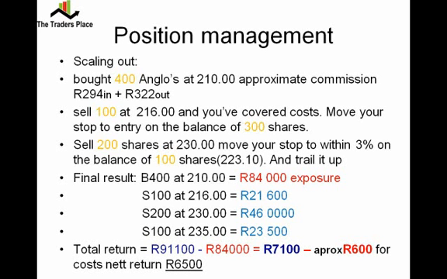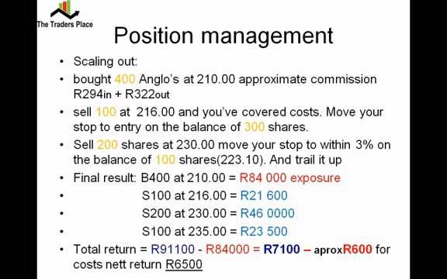We bought 400 shares at 210 Rand. The exposure value was around 84,000 Rand. When we covered cost, we sold 100 at 216 Rand, taking 21,000 Rand out of the market. When we hit our target, we sold another 200 shares at 230 Rand a share, took 46,000 Rand out of the market, and we left the balance to run.